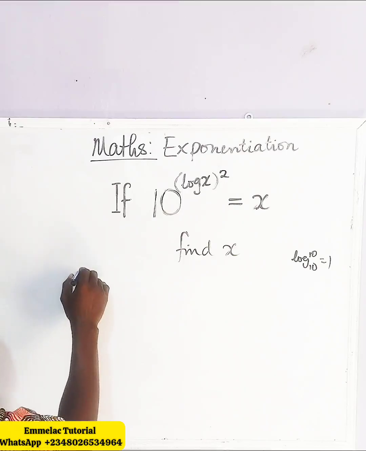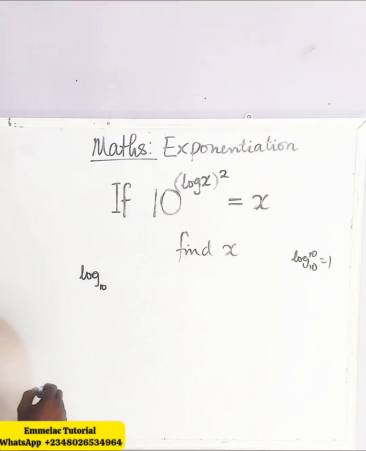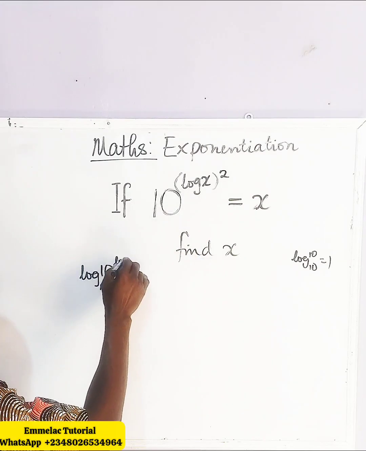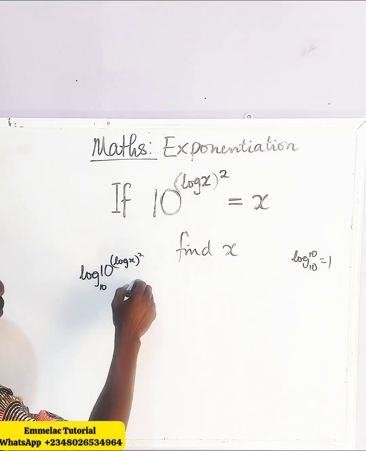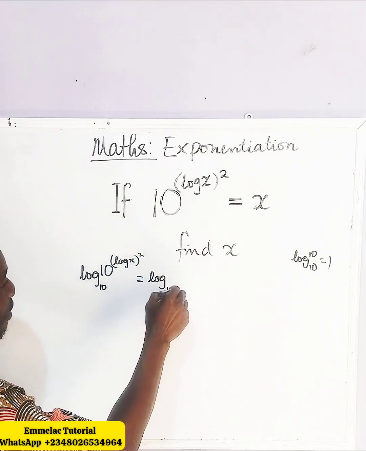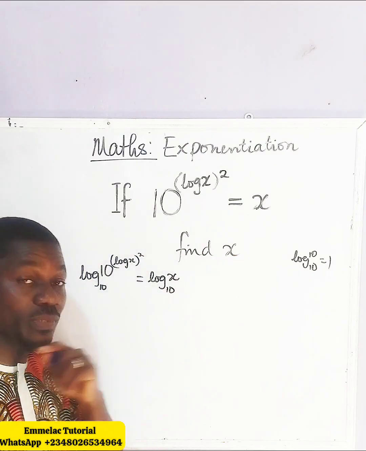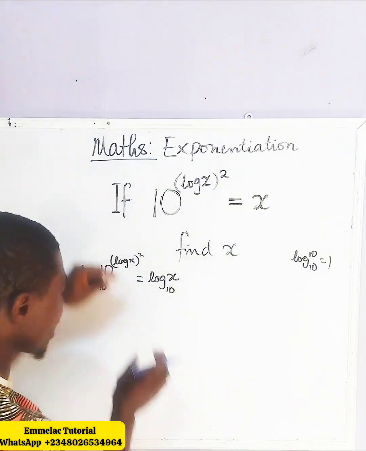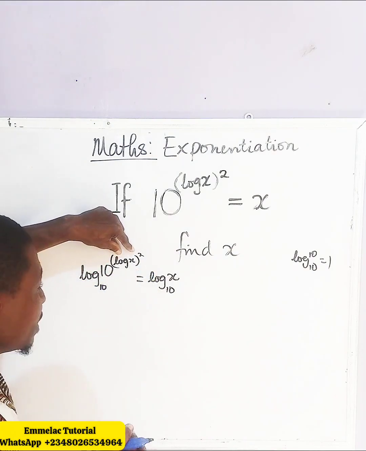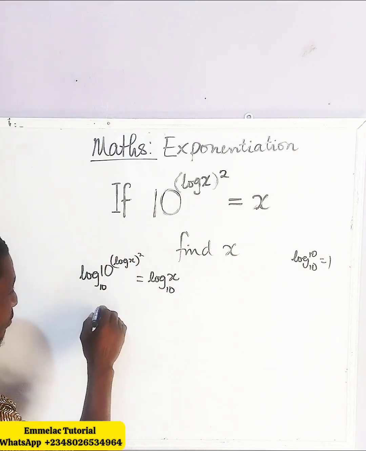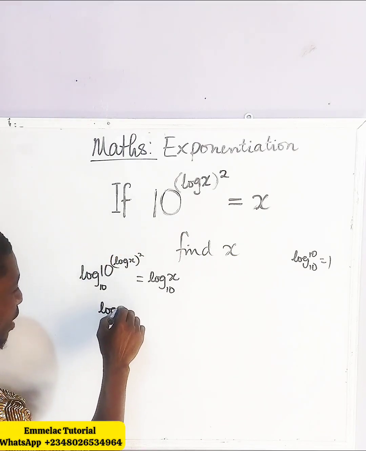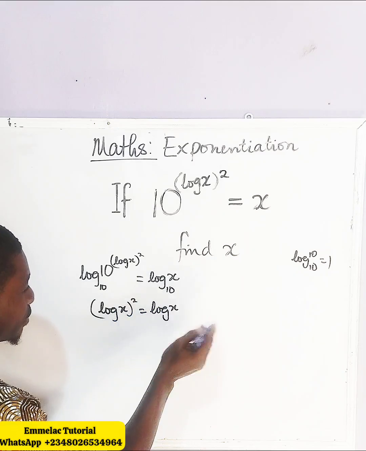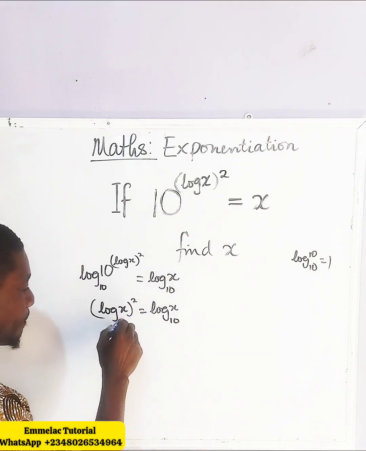So we have here log base 10, then the whole of this expression comes here as an argument, or as a power of 2, then equals log x base 10. So this one now becomes 1. We now have the whole of the exponent here as an expression, log x to the power of 2, then equals log x base 10.